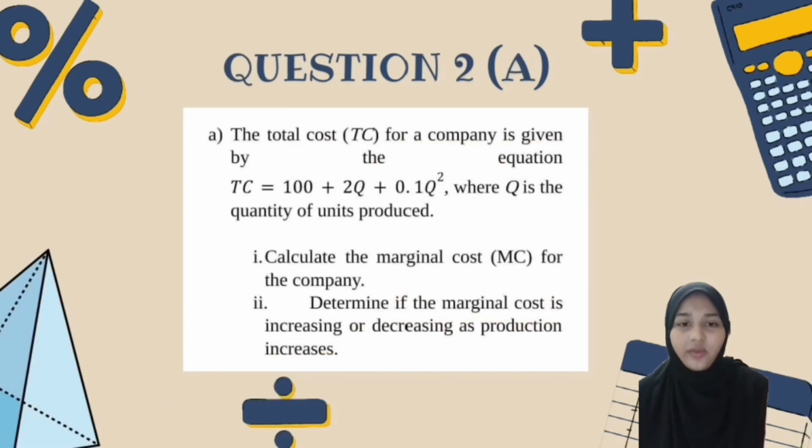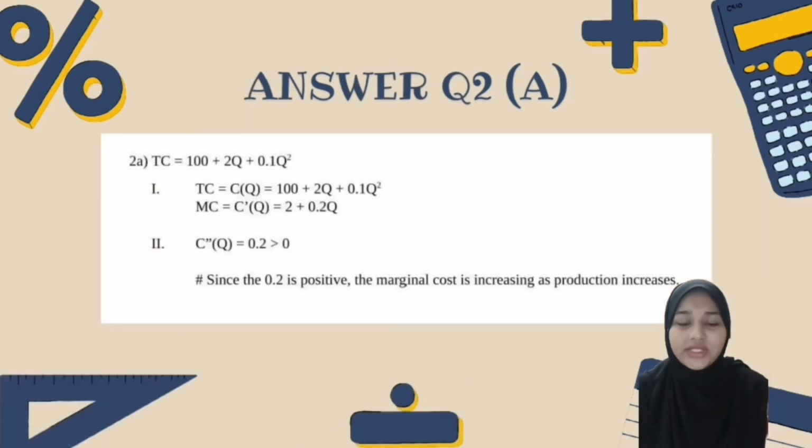Next question, 2a. The total cost for a company is given by the equation TC = 100 + 2Q + 0.1Q^2, where Q is the quantity of units produced. First question, calculate the marginal cost for the company. Second question, determine if the marginal cost is increasing or decreasing as production increases.